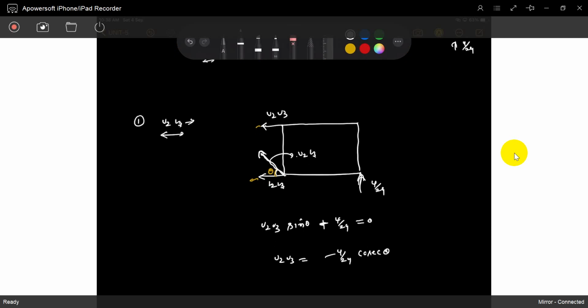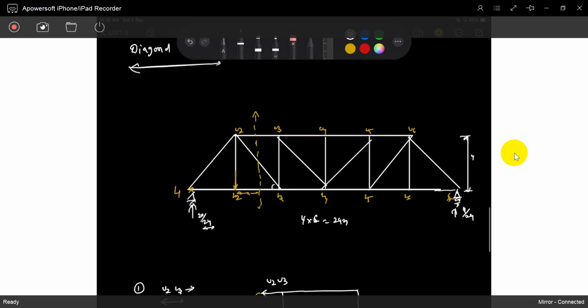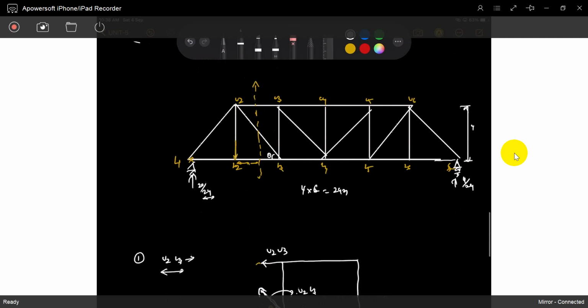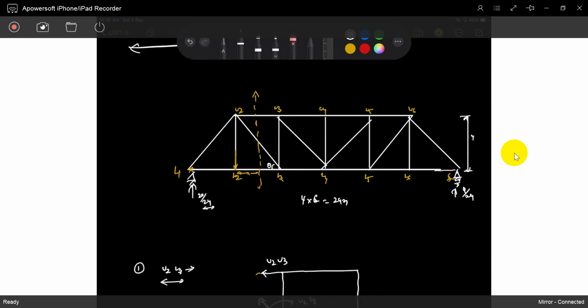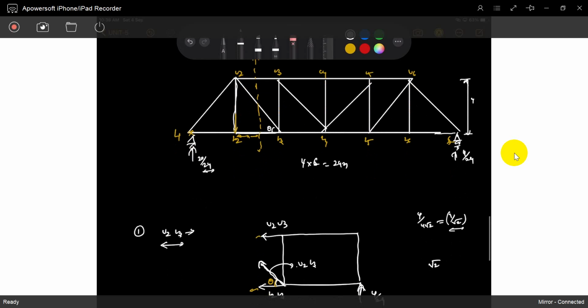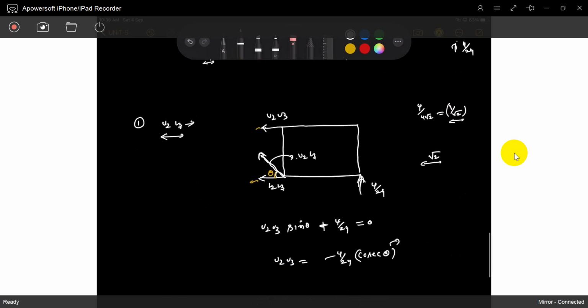That's it. So what is cosec theta? This is theta. Cosec theta is 1 by sin theta. What is sin theta? This is a 4, and this is 4 root 2. So 4 by 4 root 2, you will get 1 by root 2. That is sin theta. Cosec theta? Root 2. So cosec theta is root 2.